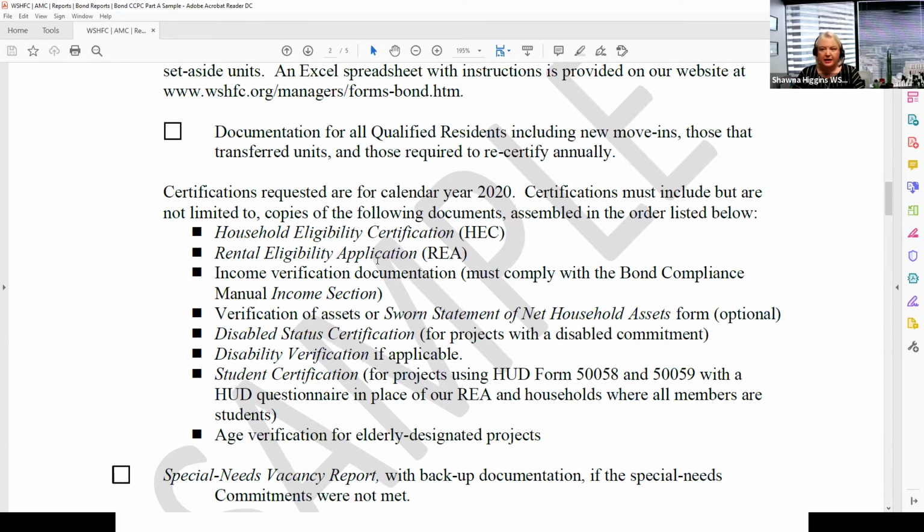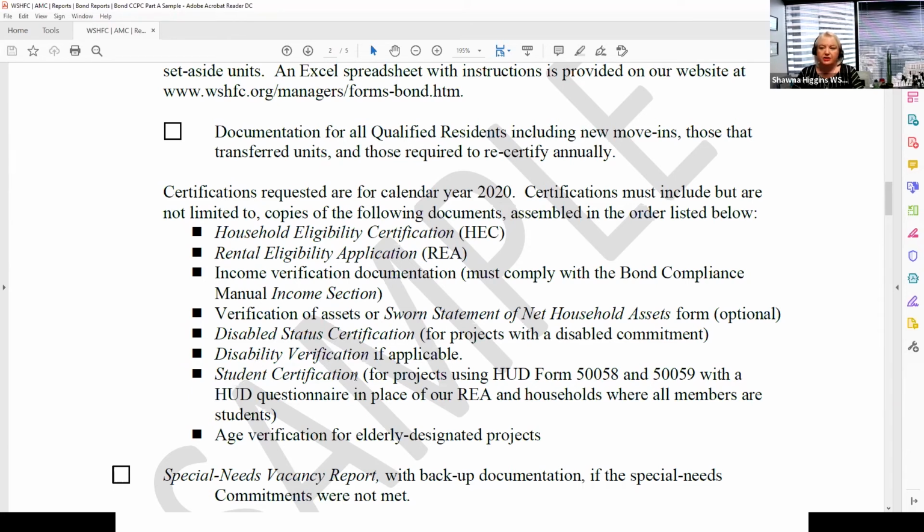So it's our HEC, the REA, the income verification documentation, and I think we sent you the forms with all the different versions or different ways of income verification information. And then verification of assets or the sworn statement of the net household assets if it's under $5,000, and that's optional. Then the disabled status certification, and that's for people who have disabled set-asides only, the disabled commitment. And also that's only going to be for when they move in. For their recertification, they're not going to fill that out, so we don't want a copy of that. And that's the same with the disability verification.